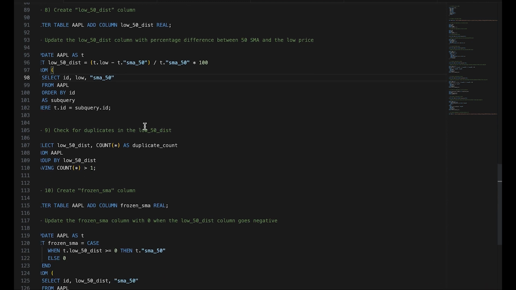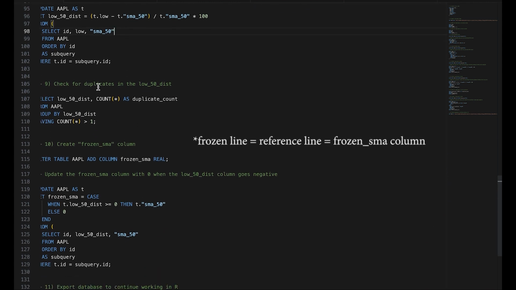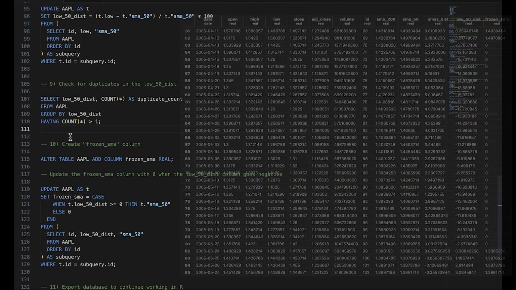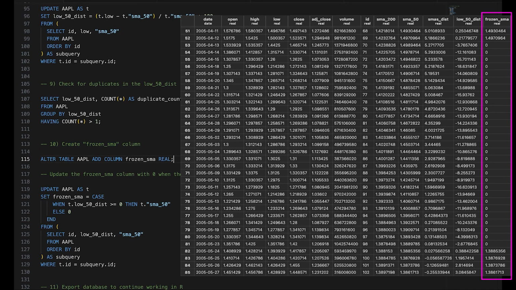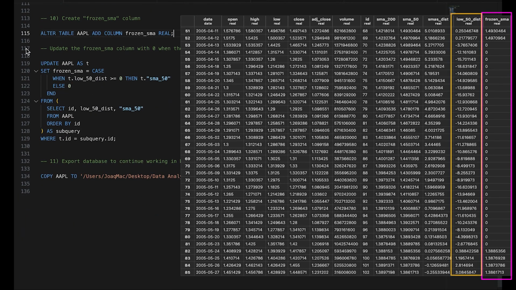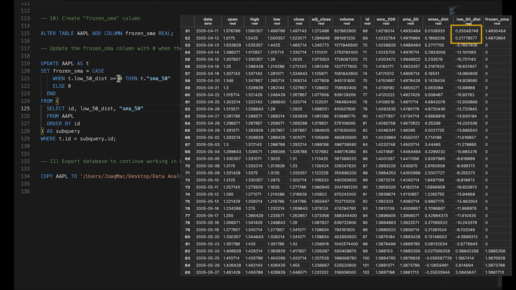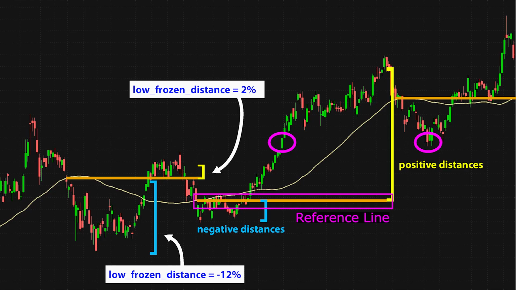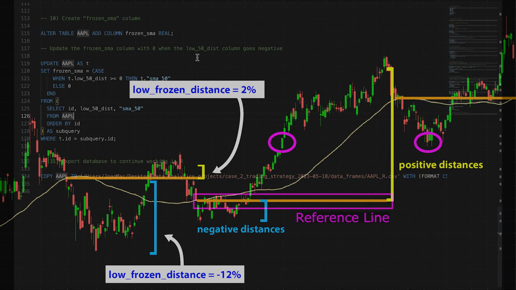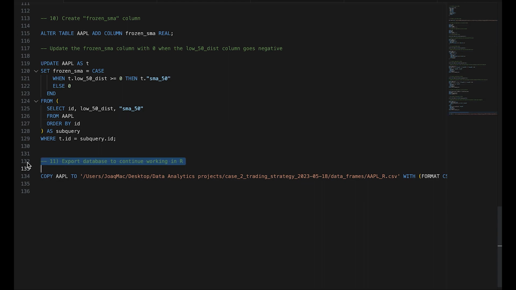At this step, we checked for any duplicates. If duplicates exist, the frozen line won't be able to act as a unique series. Then I created the frozen SMA column. Here I took all the distances from the low 50 distance column, and whenever the distance is greater than 0, it displays the value of the 50 SMA, and when the distance is below 0, it displays 0. This column is going to be the reference line. Finally, I exported the data frame to continue the analysis in R Studio.